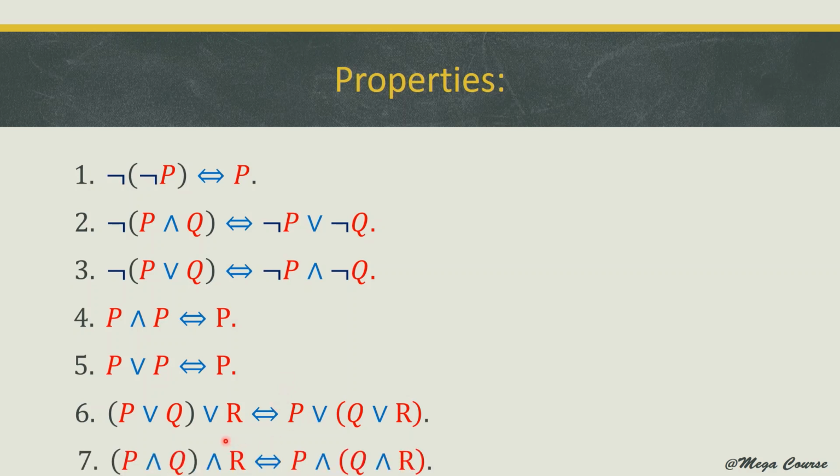And also here we discussed it in terms of or, here in terms of and, the same. P and Q, take a breath, and R is equivalent to P and, take a breath, Q and R. When I say take a breath, you should stop talking for a little bit, then say Q and R to make sure that the people listening to you know that there is a parenthesis here.